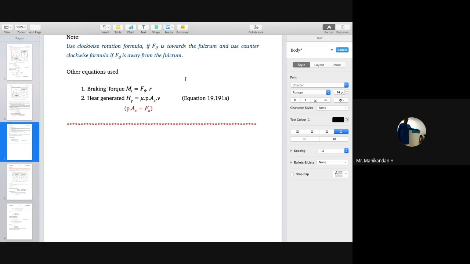And two more equations which you require are the braking torque Mt, which is equal to F theta into r, and the heat generated, which is equal to mu into force into velocity, right. So force is equal to pressure into projected area, and this p into Ac we can write as Fn. So mu into Fn into velocity will give you the heat generated during the braking, because the heat generated is nothing but the loss because of the friction. That is the frictional loss, which is evident from the heat generated actually.